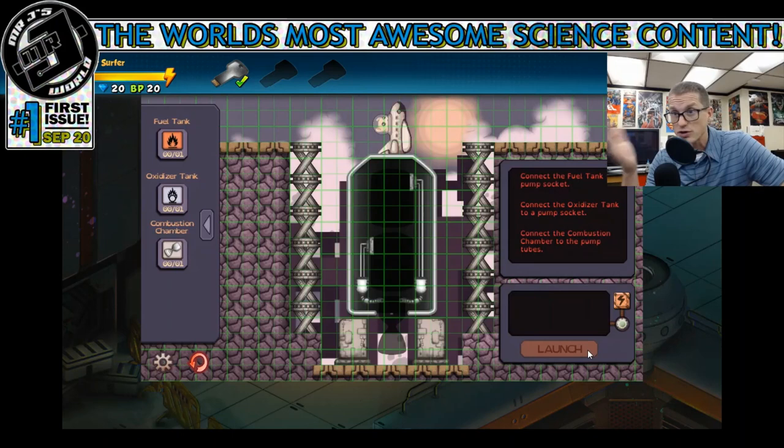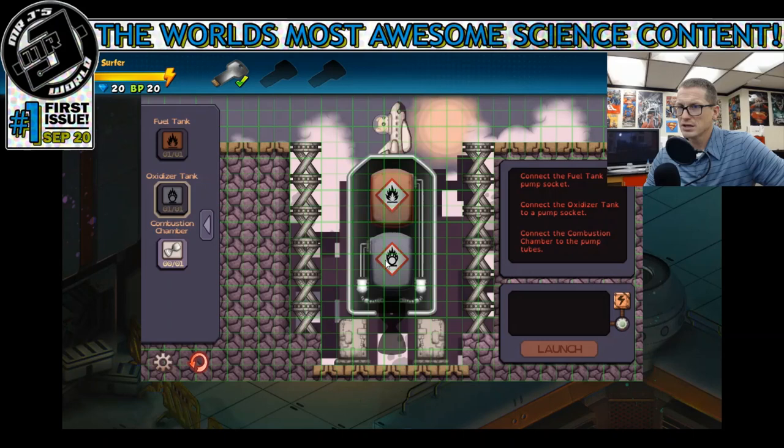Connect the oxidizer tank to a pump socket. Connect the combustion chamber to the pump tubes. Okay, fuel tank to the pump socket. Oxidizer tank to the pump socket. Combustion chamber. All right, so we're gonna go fuel tank. Oxidizer tank. And, oh wait, that's combustion chamber. All I gotta do is pay attention to the shapes, and it matches. And what? It won't go there? No, it won't go there. All right, now what do I do?